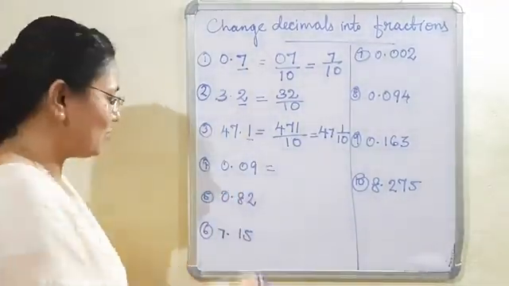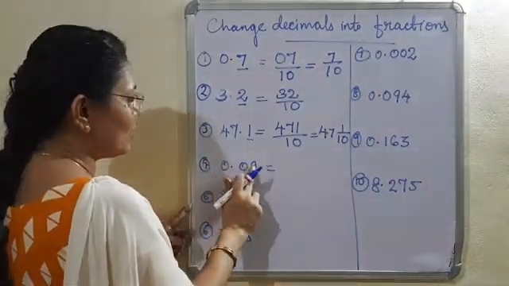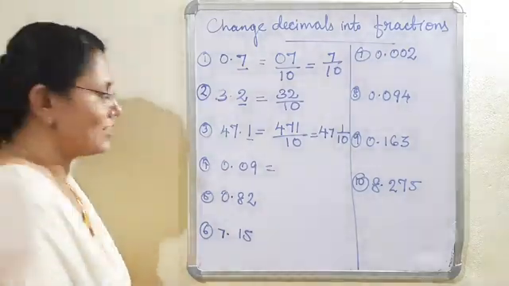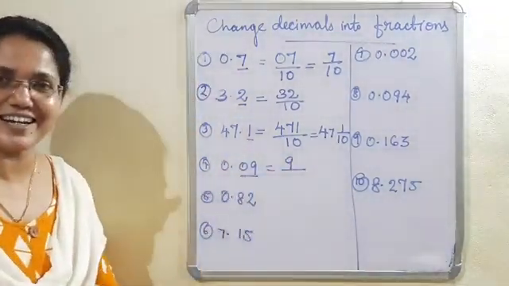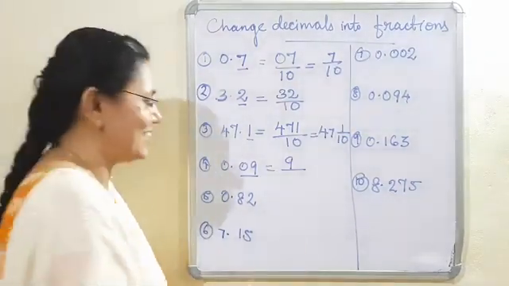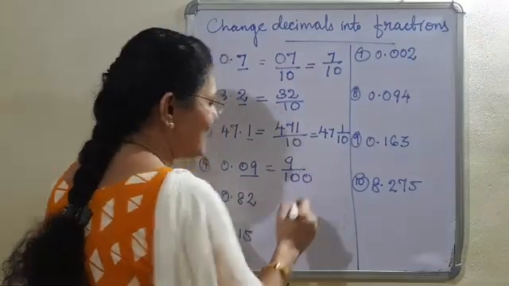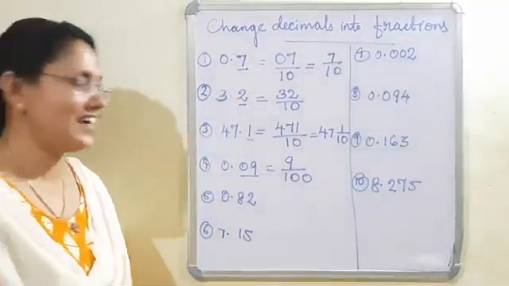0.09. First I am removing the decimal point. That time what is the number? 009. 009 is same as 9 only. How many decimal places are there? 2. Therefore, what is the denominator? Yes, 100. Therefore, here the fractional form of 0.09 is 9 by 100.